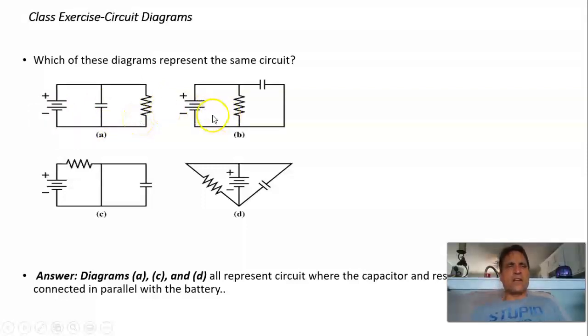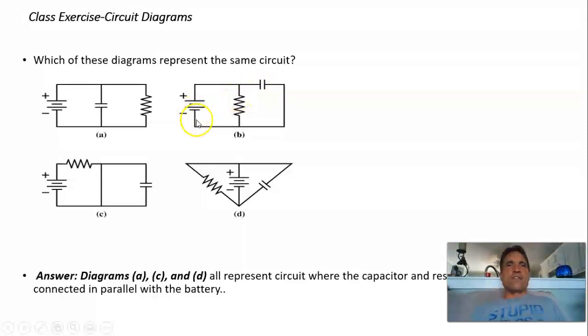Okay, so is B like that? Well, okay, let's look. The top is connected to both the positive, the same, or one terminal of the capacitor and one terminal of the resistor.